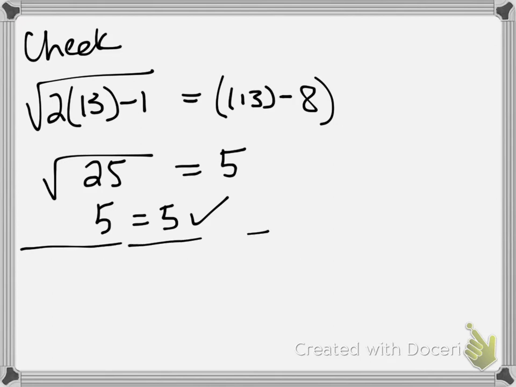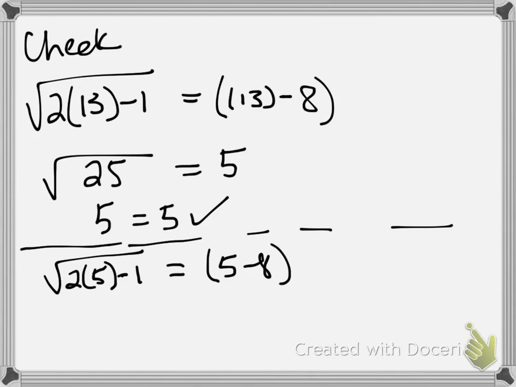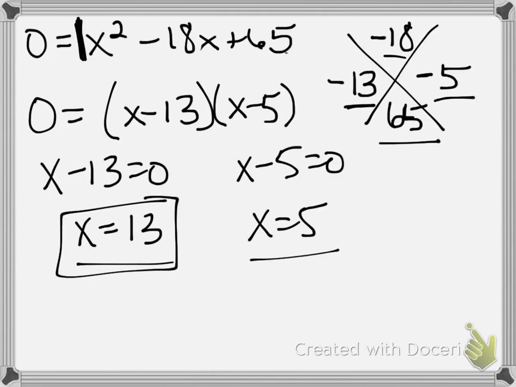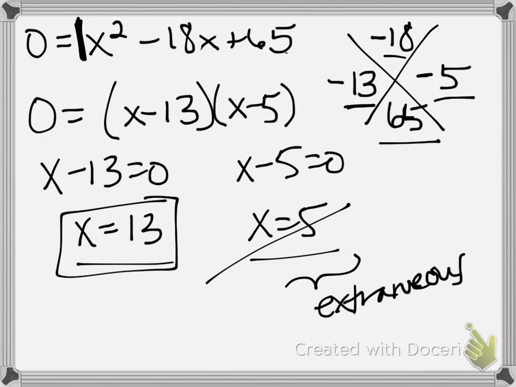Now I need to check for that 5 solution. So I'm going to have 2 times 5 minus 1, and that equals 5 minus 8. Okay, so 2 times 5 is 10, minus 1 is 9. 5 minus 8 is negative 3. Square root of 9 is 3. 3 does not equal negative 3. Therefore, 5 would be considered an extraneous solution.